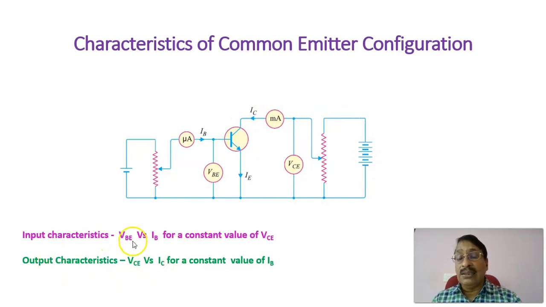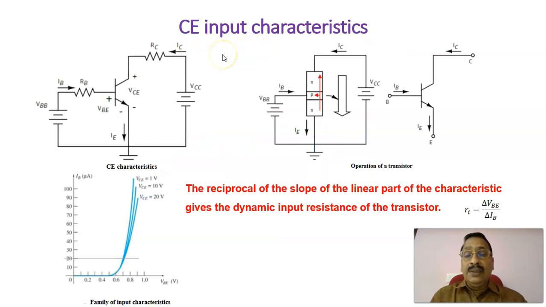For input characteristics, it is VBE versus IB for a constant VCE, and output characteristics means VCE versus IC, that is output voltage versus output current for a given input current IB. Coming to the input characteristics of common emitter amplifier.